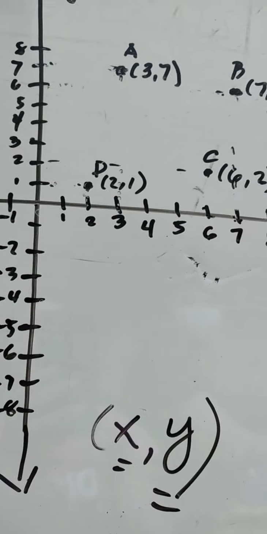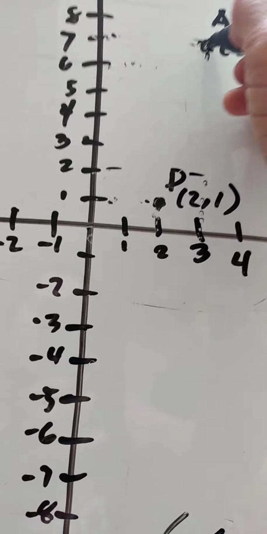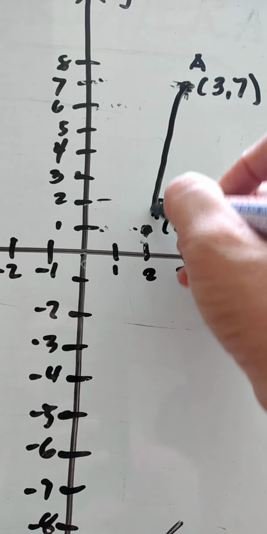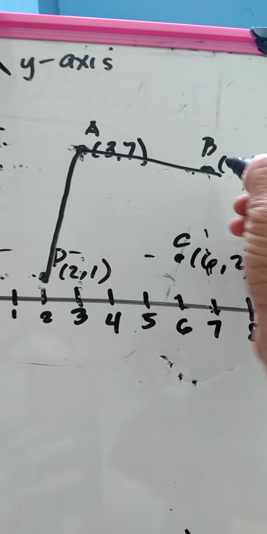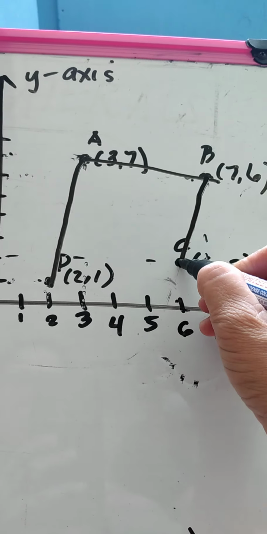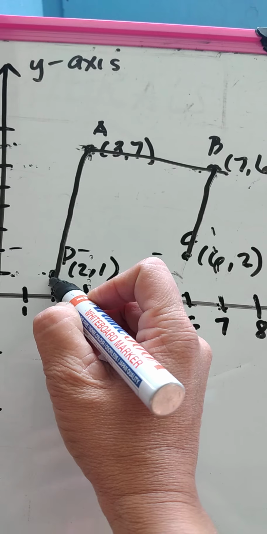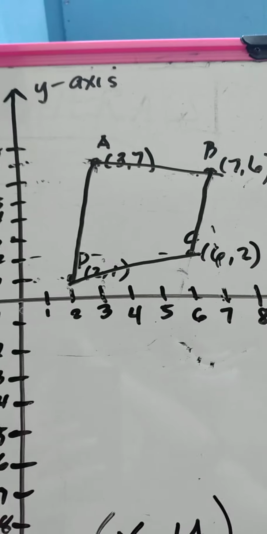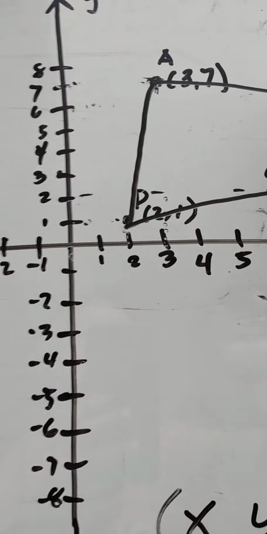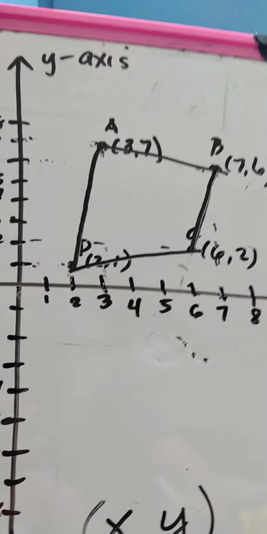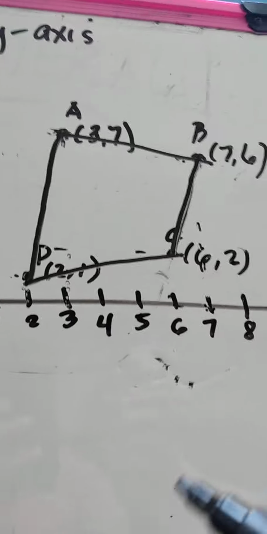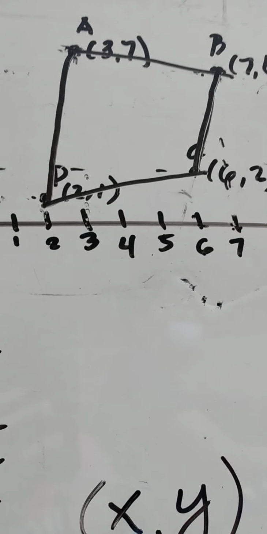Now, if you connect the dots, use your ruler. I don't have. If I connect the dots, there you go. It's very obvious. It's not a parallel. It's not a rectangle, it's not a square, no equal length. So is this a parallelogram or is this a trapezoid?